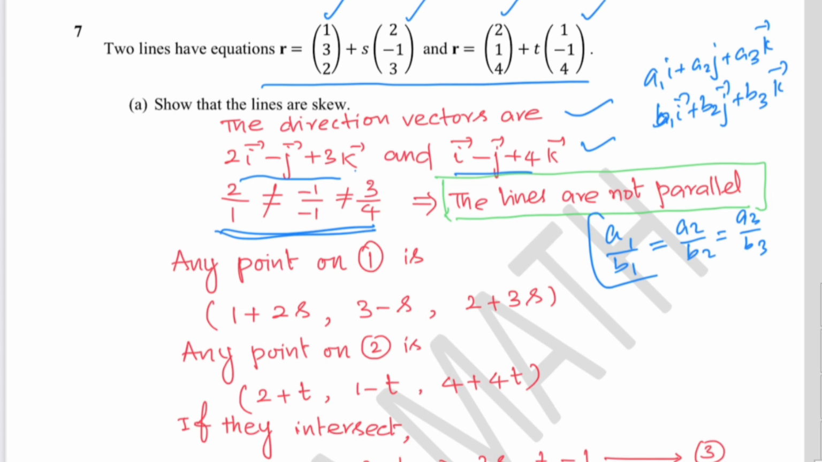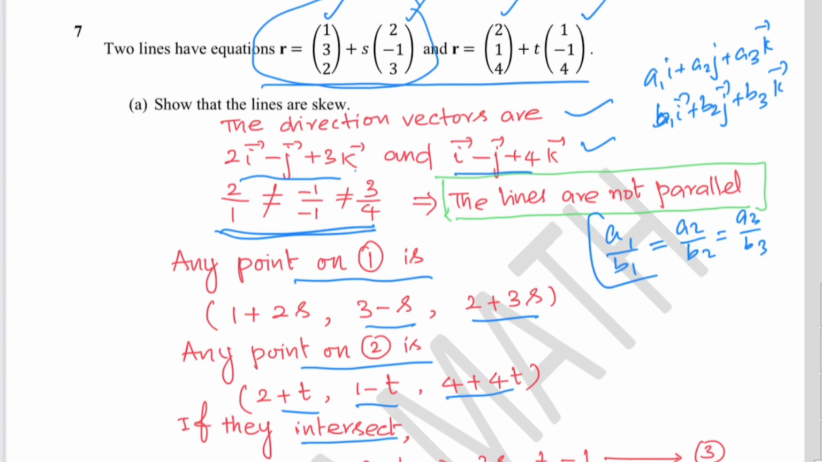Now let us check whether they are intersecting or not. Any point on line 1 is given by, from the vector equation, the i component 1 plus 2s, the j component, the y coordinate, 3 minus s, and the k component, the z coordinate, 2 plus 3s. In the same way, any point on line 2 has i component 2 plus t, j component 1 minus t, and k component 4 plus 4t. That gives the coordinates of any point on line 2.